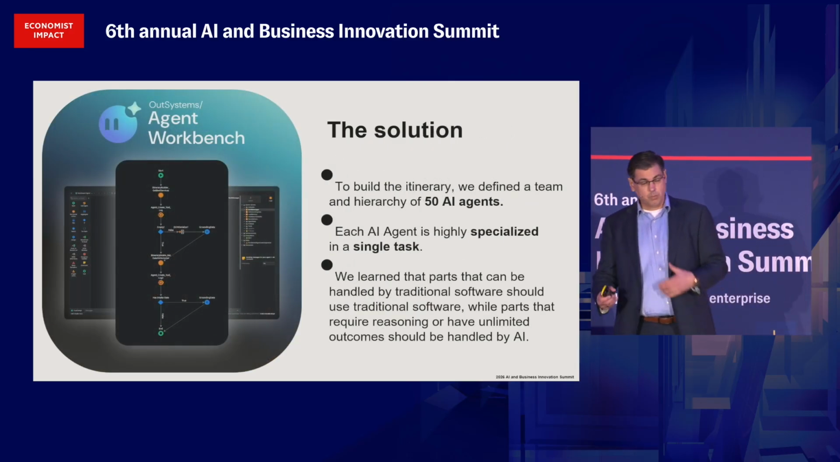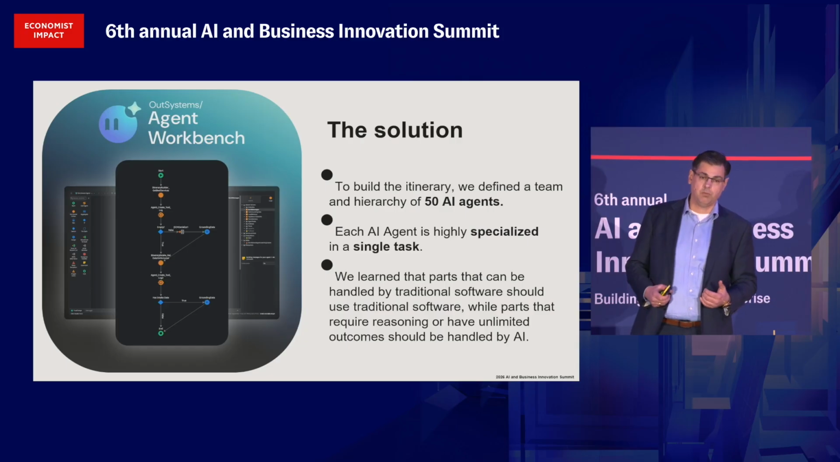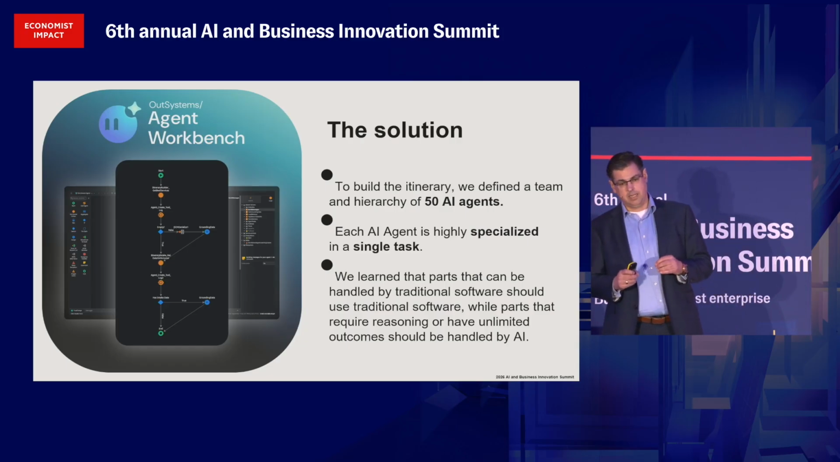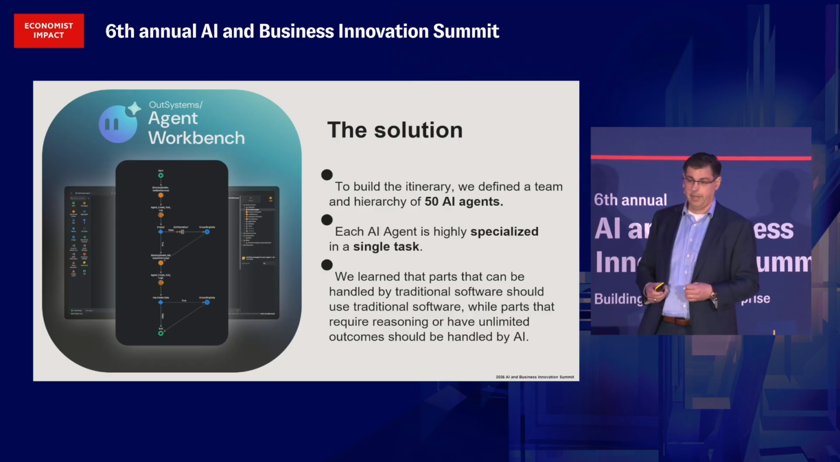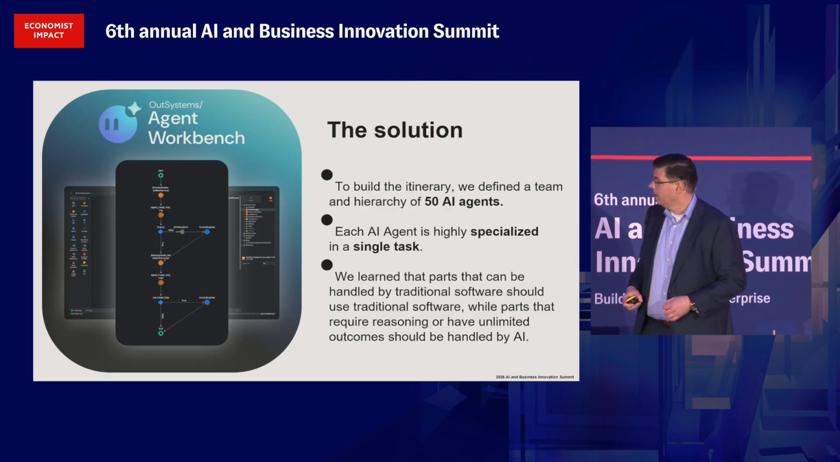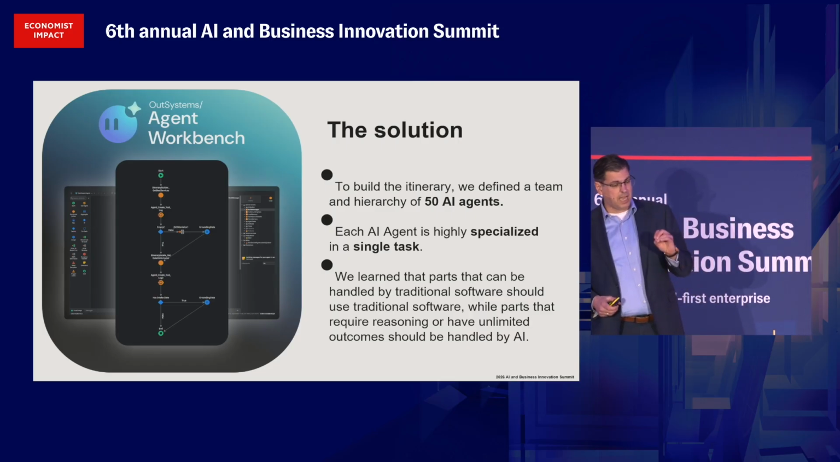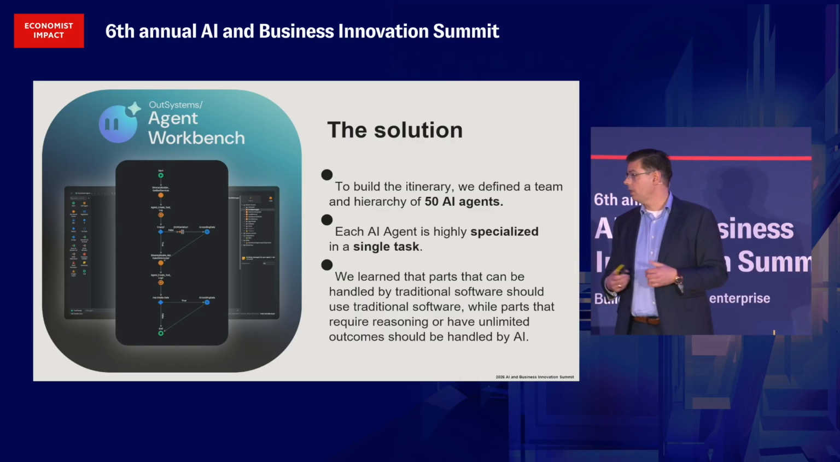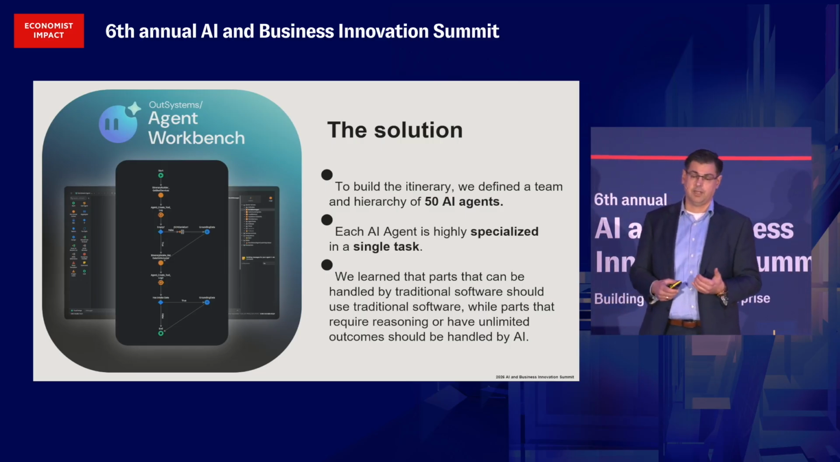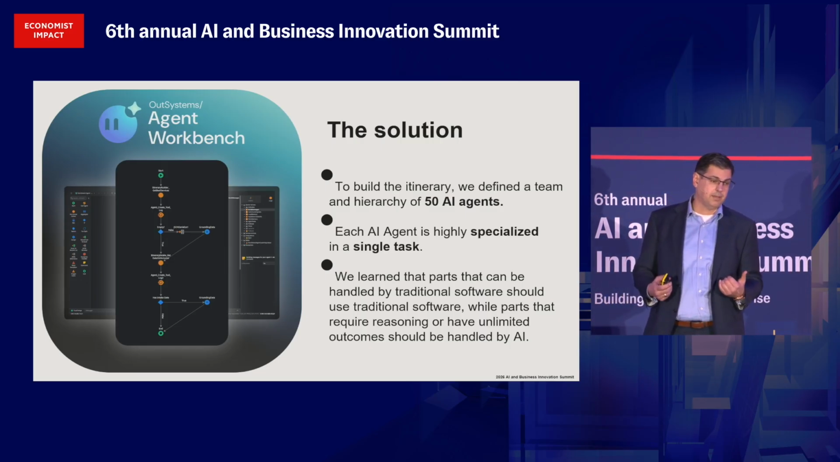So we went back to the drawing board, and we really analyzed the process of a travel advisor building up this itinerary step by step. And we figured out that we actually would need 50 small agents talking to each other to be able to do this in a better way. Each of these agents is highly specialized in a specific task, and I will show you a bit in the next slide.